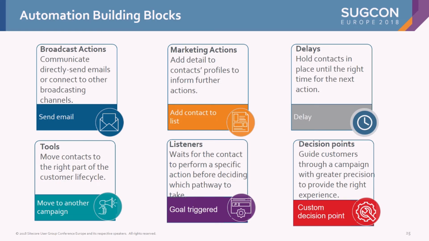We have decision points, which are elements that allow you to create rules. Once triggered, it's going to help you to identify again which route you can send your contacts. We have marketing and broadcast actions that allow you to make an actual change to your contacts, such as triggering an email campaign or maybe adding them to a contact list. We have delays in which we freeze the current state of a contact for a period of time until the next action is triggered. And finally, we have tools that allow you to either move a contact to the beginning of your campaign or send them over to a new campaign.